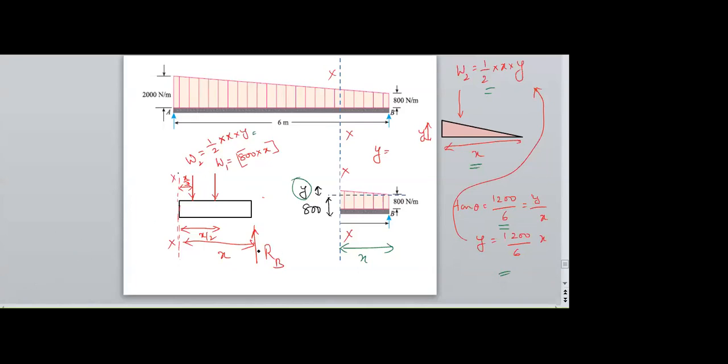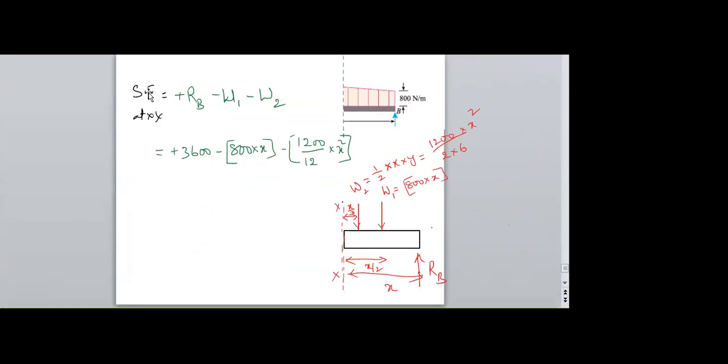Now 3 point loads are existing, so I can write the equation. Shear force at any location is equal to RB, the first load, which is moving in the upward direction, and W1, which is moving in the downward direction, so negative, and W2 is nothing but the force due to the triangular load, which is moving in the downward direction. Therefore, this is the equation at any section.